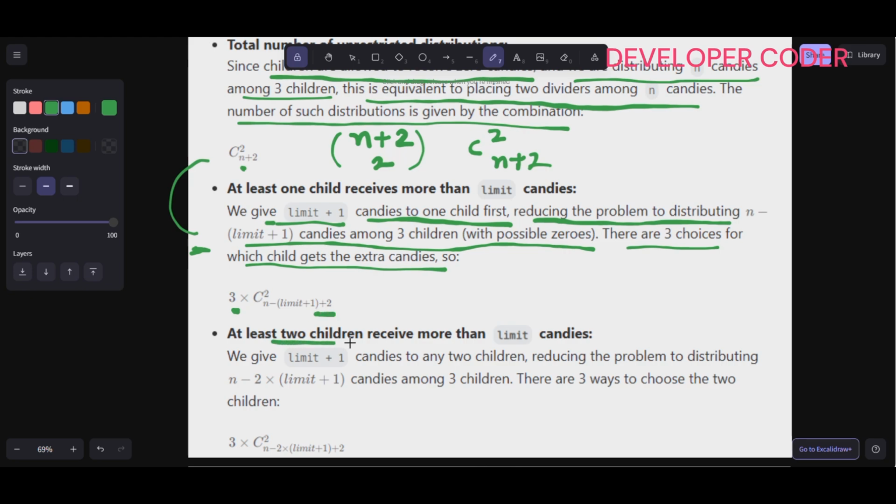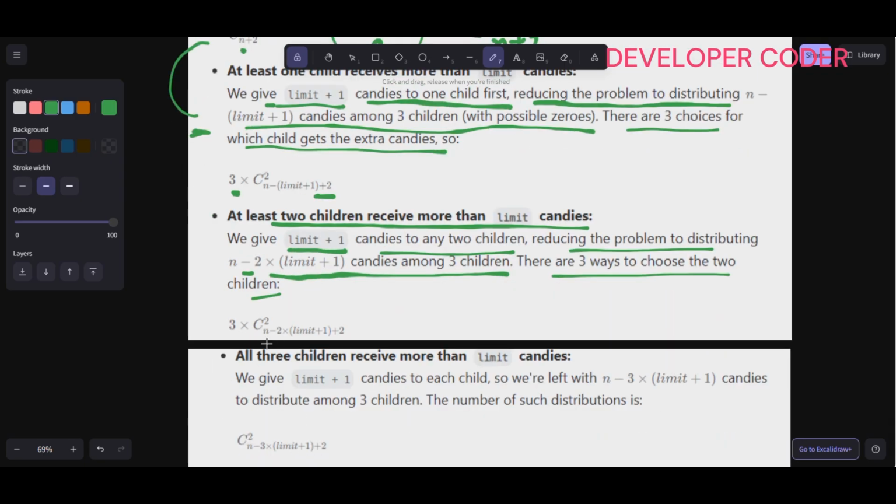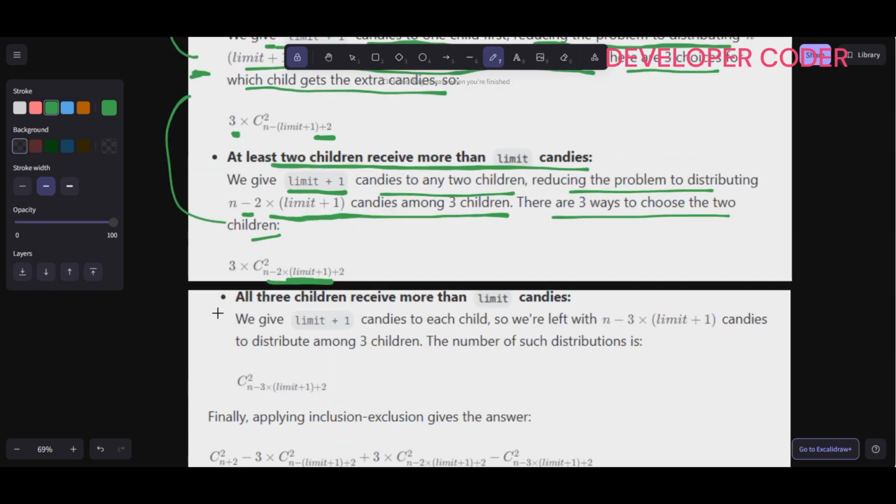Then at least 2 children receive more than the limit candies. So we give limit plus 1 candies to any 2 children, reducing the problem to distributing n minus 2 into limit plus 1 candies among 3 children. There are 3 ways to choose the 2 children, so that is 3 into C2, here n minus 2 into limit plus 1 plus 2. So here we are just updating the value of the candies, right? We have to add this here, and then we have to subtract this.